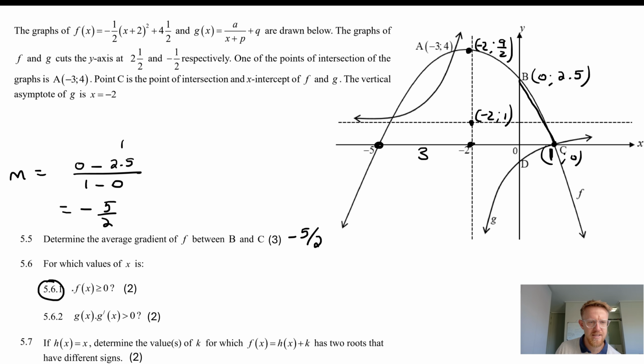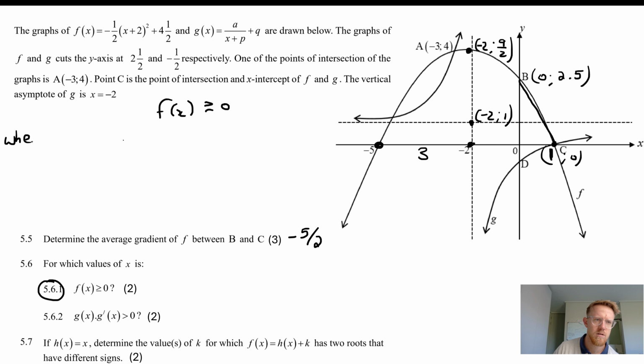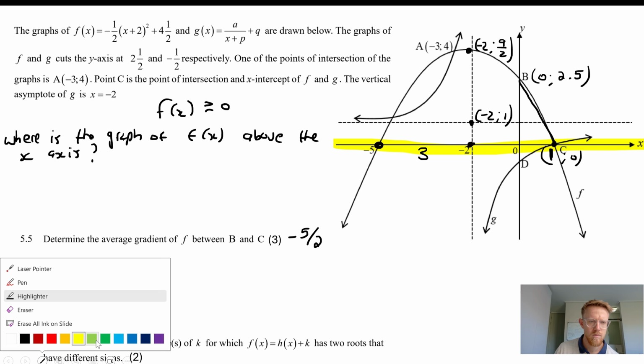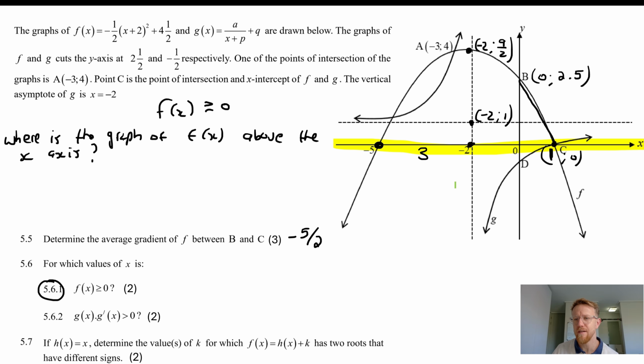This question here says, for which values of x is this? Okay, so what this means is, if they say f of x greater than or equal to 0, it means where is the graph of f above the x-axis. So here's the x-axis. So where is the graph of f above that?